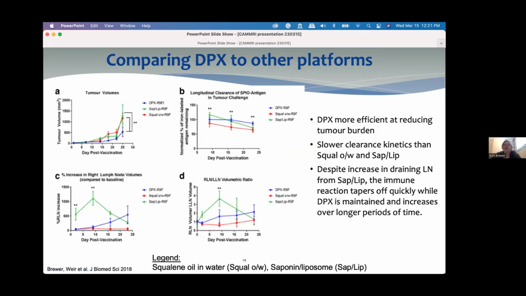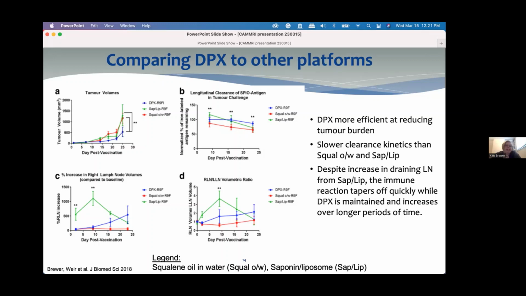So again, there are lots of other types of platforms, these are not the only ones. So we looked at a couple of other ones. One is called squalene oil and water. Another one's a saponin liposome. One of these is similar to how the flu shot is actually presented.